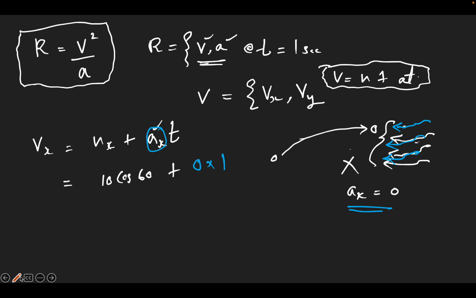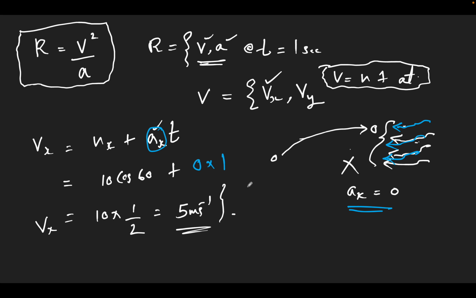So it becomes simply Vx equals 10 cos 60. What is cos 60? Cos 60 is 1 by 2. So Vx becomes 5 meter per second. Remember, we need just V and A to get the radius. Out of that, for V, we need Vx and Vy. Of that, Vx is clear. Vx is 5 meter per second. That is one.